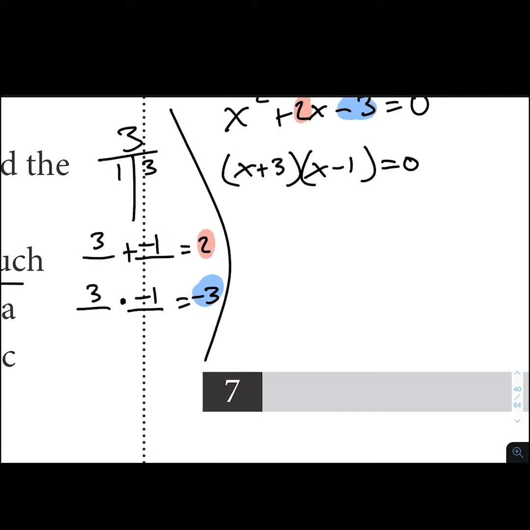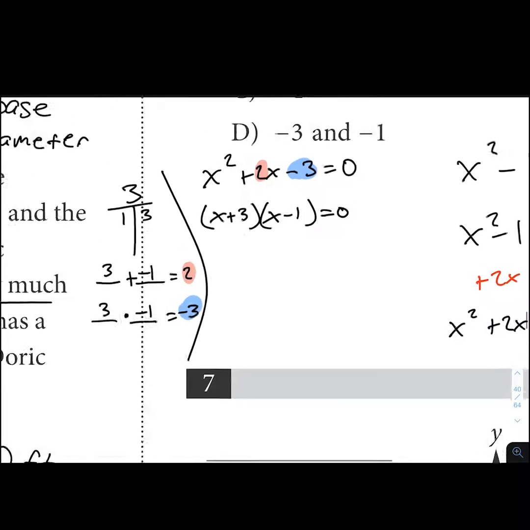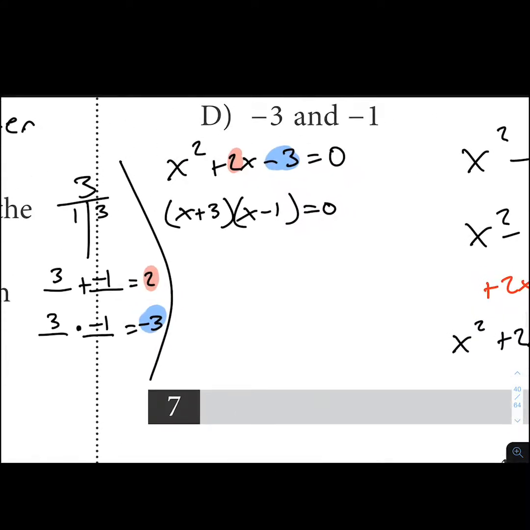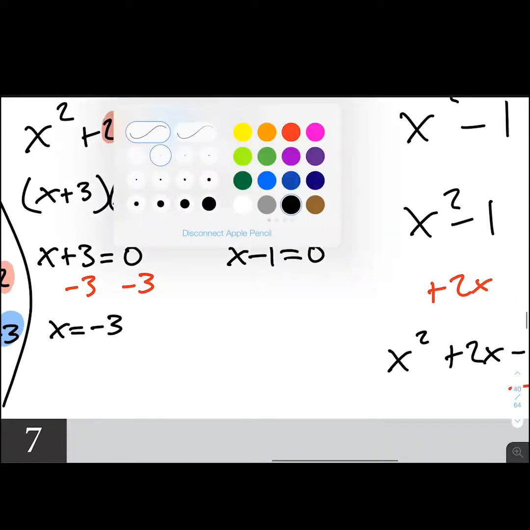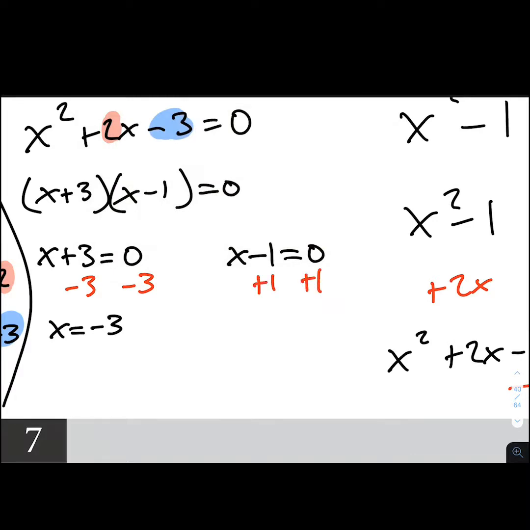Now, almost final step. To solve for x, we can set the first binomial equal to 0, and then the second binomial equal to 0. I'm allowed to do this by this thing called the zero product property. So to just solve for x on this first one, nothing too crazy. Subtract 3 from both sides, and I get x equals -3, and then just add 1 to both sides. So x would just equal +1.